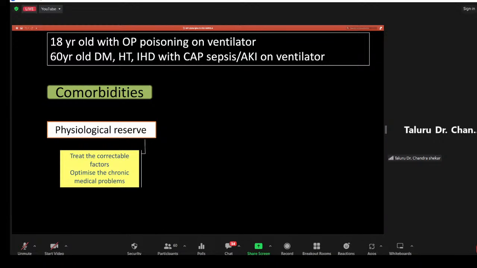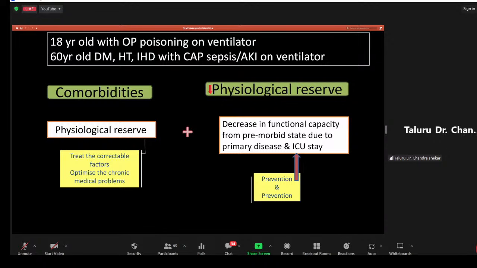So this is what you have to understand. Then another point is, the whole idea of mechanical ventilation, or our therapy, is to prevent a decrease in the functional capability or the physiological reserve. Right? What is the physiological reserve? Or the functional capability of the patient at the onset of mechanical ventilation, and to try to maintain it at the same level, which may be possible, which may not be possible, but that is the pursuit.